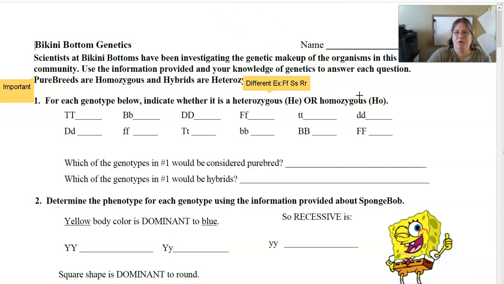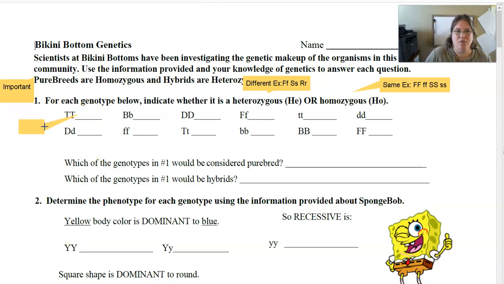Also, we have homozygous, and those are going to be the same. Well, what does that mean exactly? That means they have to be either two capital F's or two lowercase f's, two capital S's or two lowercase s's. Okay, so let's see if we can fill some of these out.